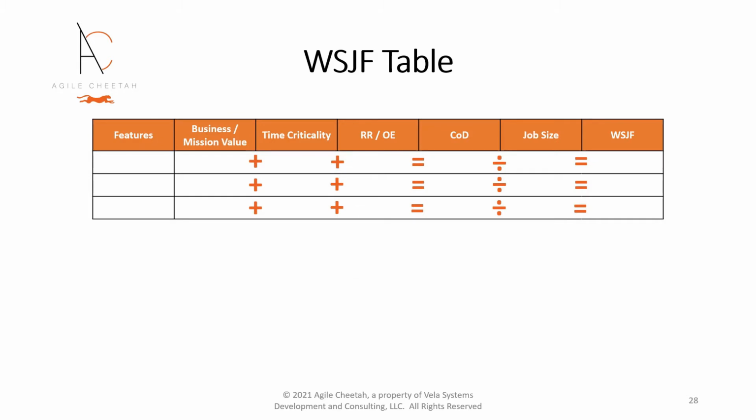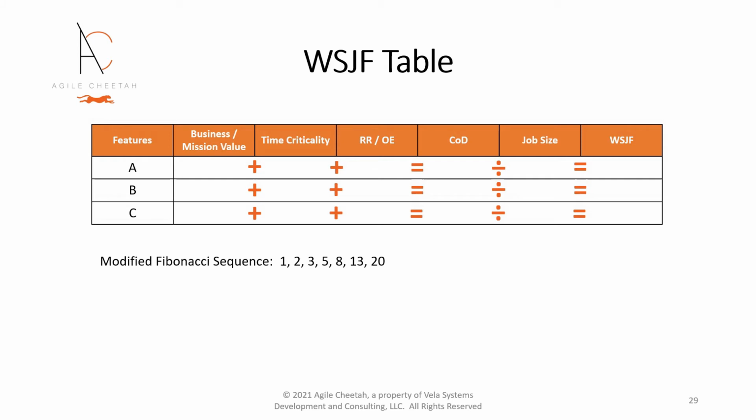In calculating cost of delay, values for user business value, time criticality, and risk reduction or opportunity enablement are assigned greater or smaller values relative to other jobs being ordered. For duration, size values are assigned to individual jobs. Every job is sized relative to the other jobs being ordered. We can create a simple table to track the relative values and calculate cost of delay and WSJF values.